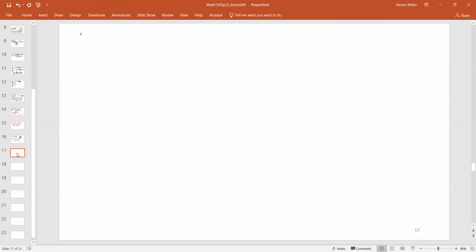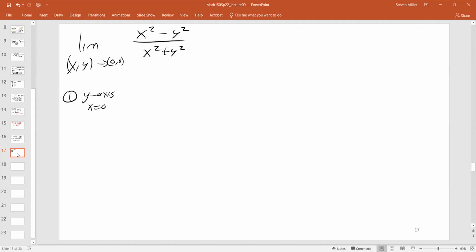So now let's look at the limit as (x,y) goes to (0,0) of (x squared minus y squared) over (x squared plus y squared). So what's the first path to take? So good, we could take x equals 0. This is the y-axis path. And we get the limit as y goes to 0 of negative y squared over y squared. That's the limit of -1, which is just -1.